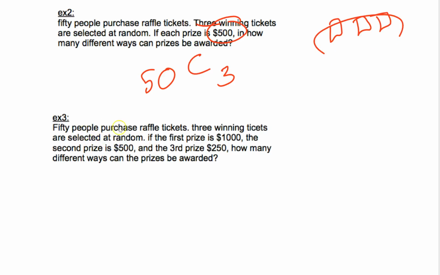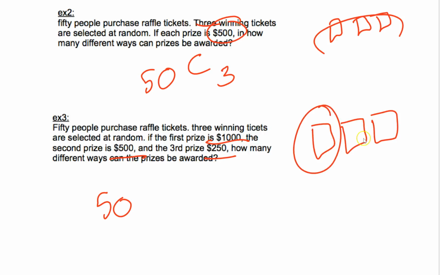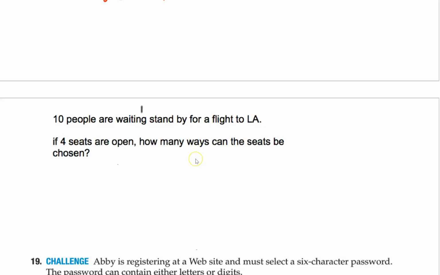This one, though, 50 people were selected for raffle tickets. 3 winning tickets. First prize gets $1,000. Second prize gets $500. Third prize gets $250. So now does it matter if you get picked first, second, or third? Yes. I want to go first. I want the grand. I don't want the third place. So 50 P3. Alright, so the first doesn't matter, order matters. The next couple are a little tricky.